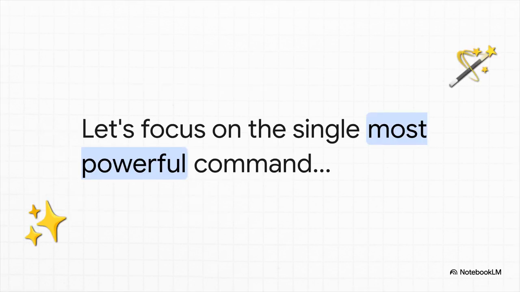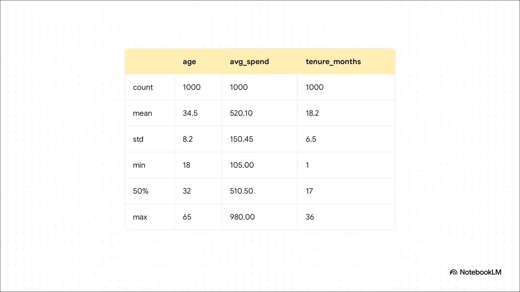Now, out of all of these amazing tools, there is one command that is like a magic wand. It is probably the single most powerful, high-impact command that gives you a massive overview with just one simple line of code. And this is it, df.describe. This one command is like getting the patient's full health report printed out instantly.